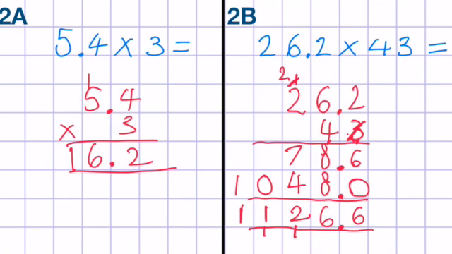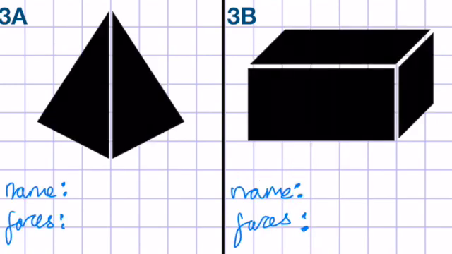Okay, now for the next one. We have here 2 shapes and you need to put the vertices, the name of each shape and the number of faces. So press pause and then we'll do it together. Okay, so this is a square-based pyramid.